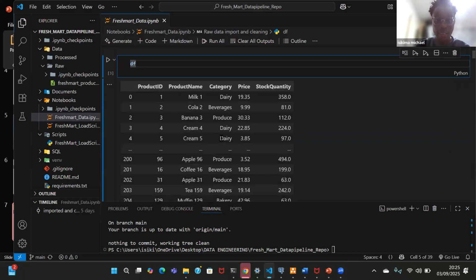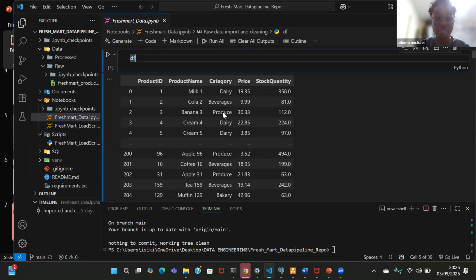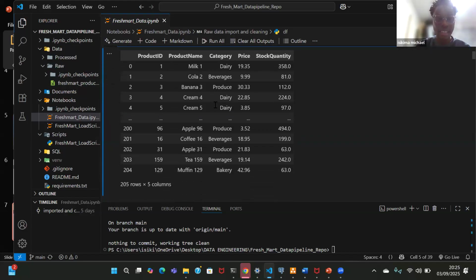Now, this is the raw file. If you open this file in Excel, this is exactly what you're going to see. So for example, you're seeing categories, dairy, beverages, produce. You're just seeing the file. That's all it is right now.